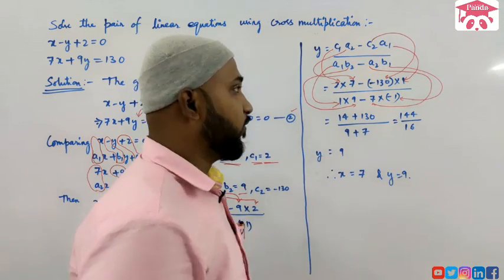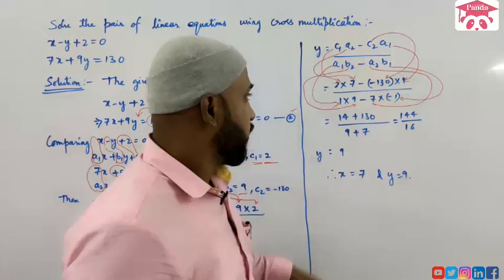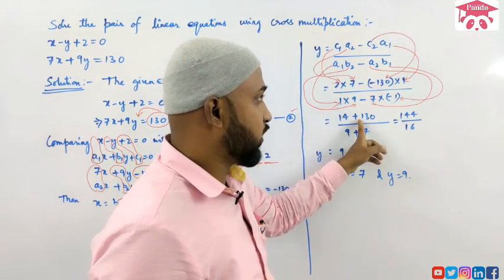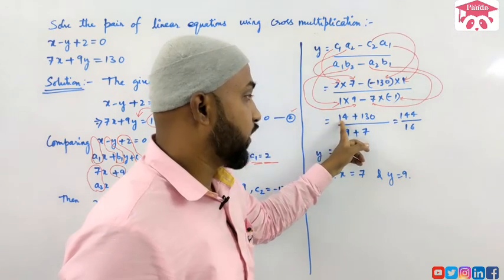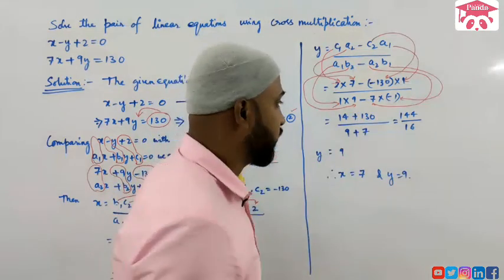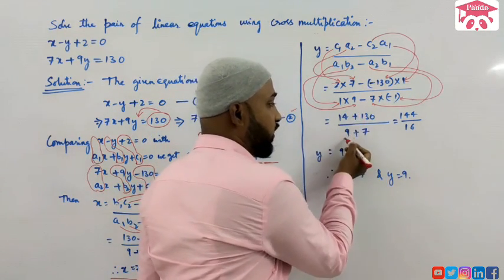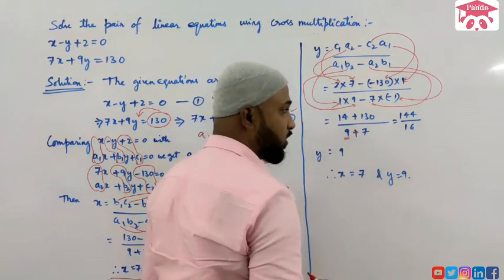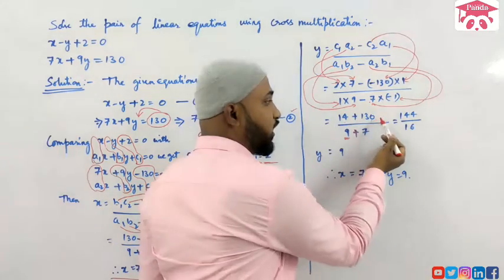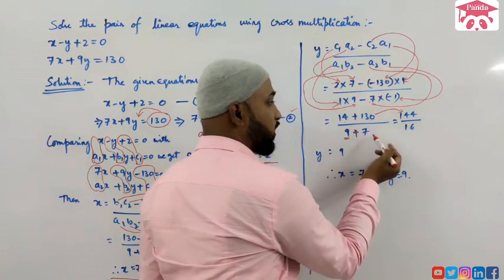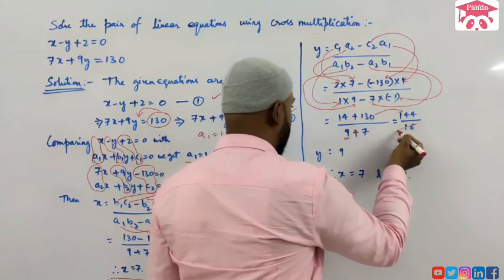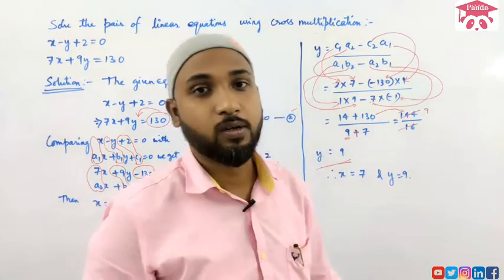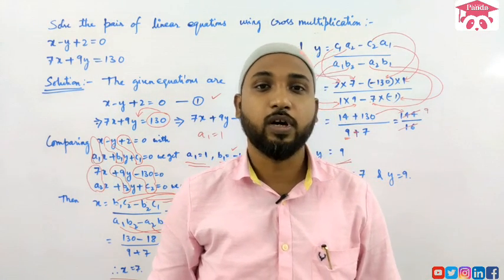After putting all the values, we need to just multiply. 2 into 7 makes it 14. Minus into minus is actually plus, and 130 into 1 is 130. So we have 14 plus 130 whole by 1 into 9 is 9 and minus 7 into minus 1 is plus 7. So 14 plus 130 makes it 144, by 9 plus 7 is 16. 16 nines are 144. So y is equal to 9. Therefore, x is equal to 7 and y is equal to 9.